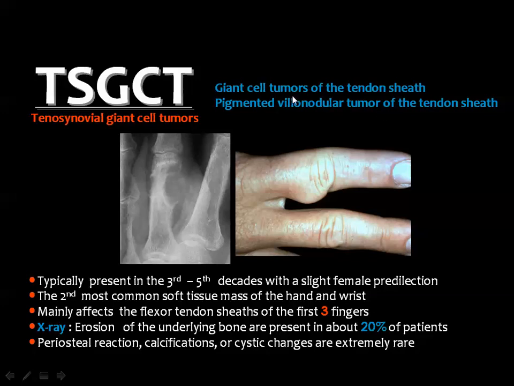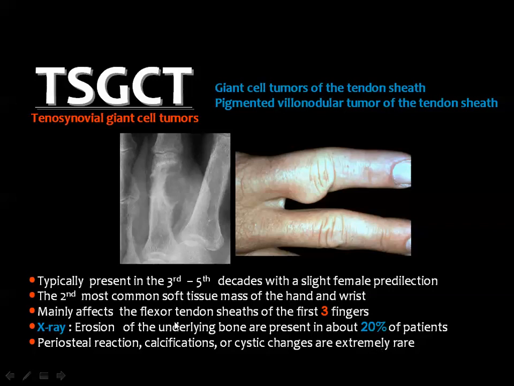Both categories belong to the same entity and almost have the same imaging criteria. But giant cell tumor of the tendon sheath usually occurs peripherally around the tendons, and the pigmented villonodular synovitis is usually located in the major joints, particularly the knee. And the giant cell tumor of the tendon sheath typically presents in the third to the fifth decades of life with a slight female predilection, and is considered the second most common soft tissue mass in the hand and wrist.